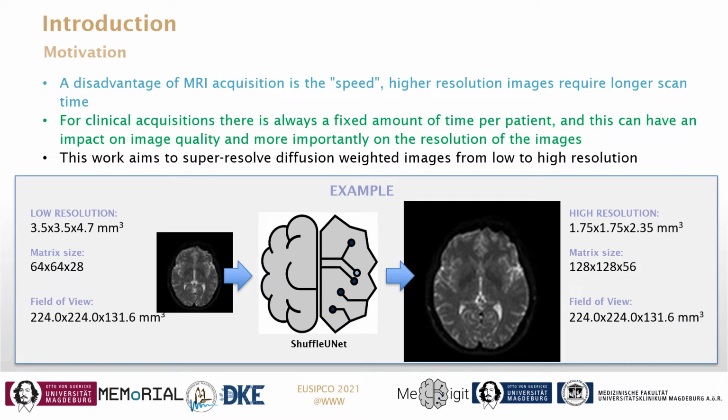Magnetic resonance imaging, or MRI, can provide high spatial resolution and excellent soft tissue contrast without using harmful ionizing radiation. But MRI has a big disadvantage in terms of acquisition speed. Higher resolution images require longer scan time. For clinical acquisitions, there is usually a fixed amount of time per patient, and this can have an impact on the image resolution and image quality. This work aims to super-resolve low-resolution diffusion-weighted images.